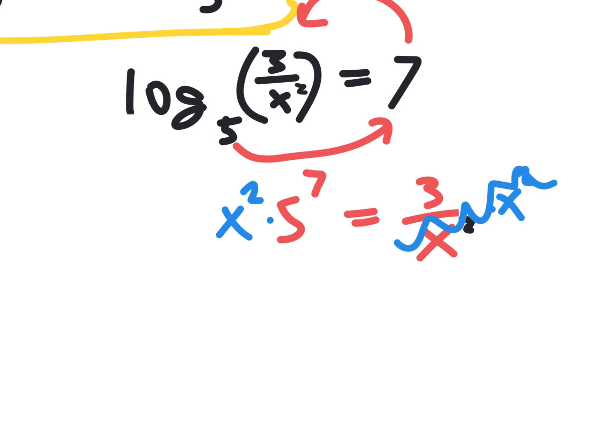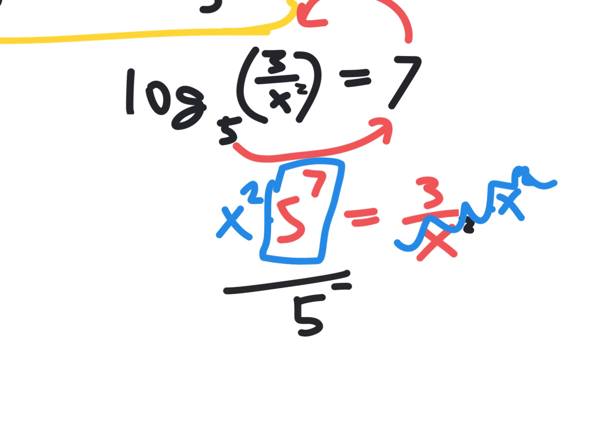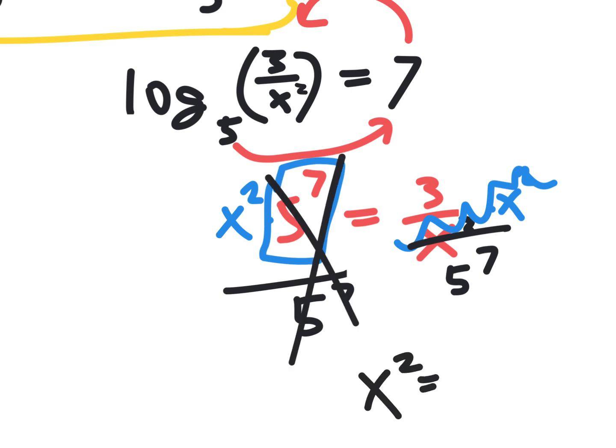Now 5 to the 7 is just some really big number. I don't know what it is. It's just really big. Could I get it off of there to get the x squared alone? Yeah, I could just divide both sides by that. Divided by 5 to the 7th. X squared equals 3 over 5 to the 7th. And that's just some ludicrously small number now because it's 3 over some huge number.